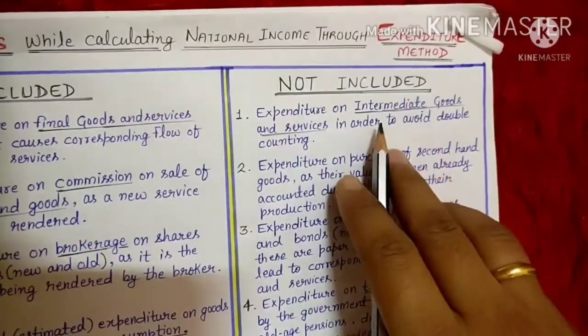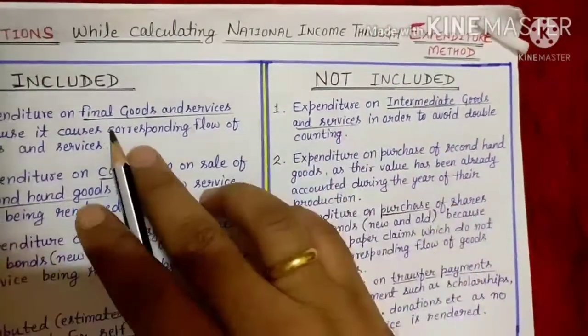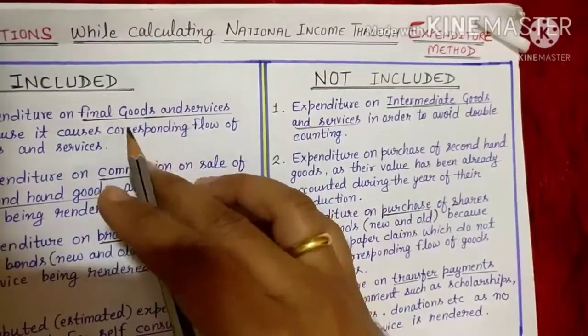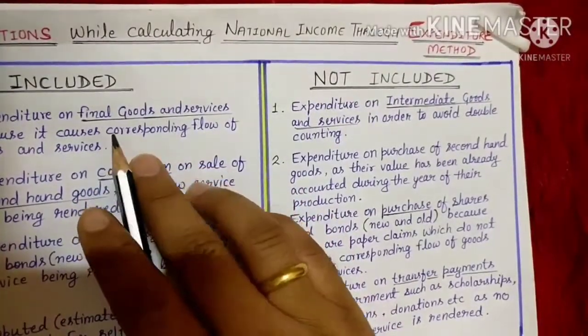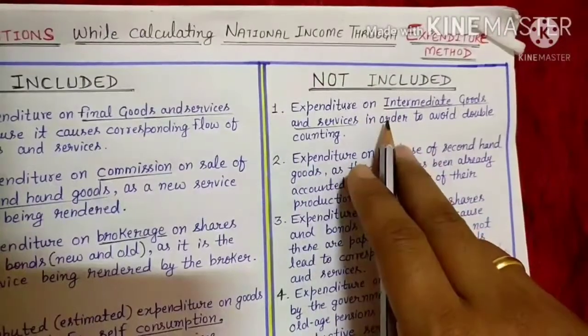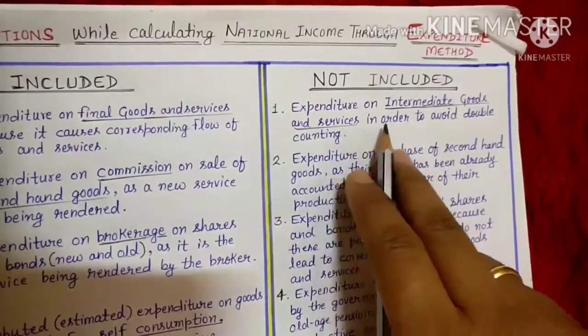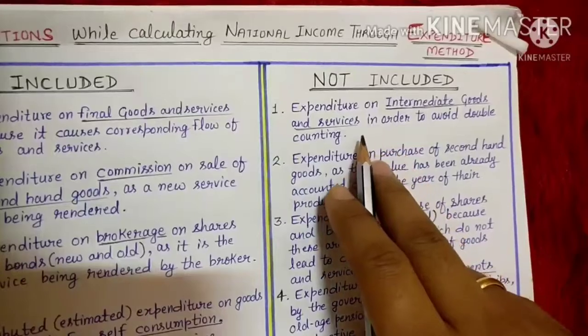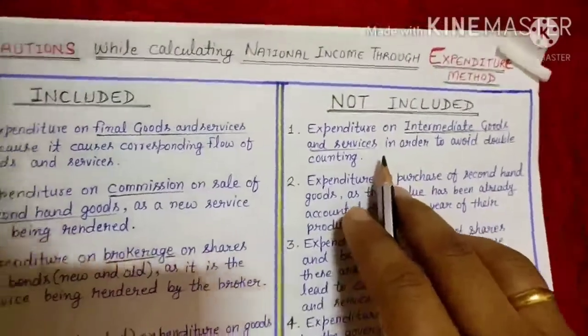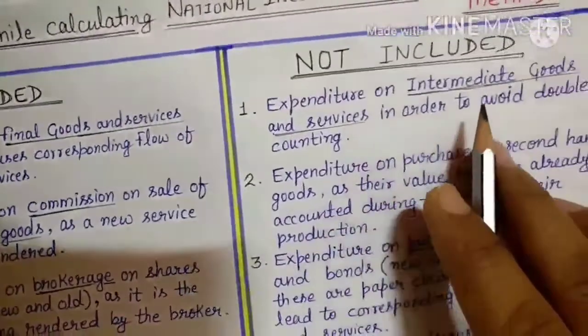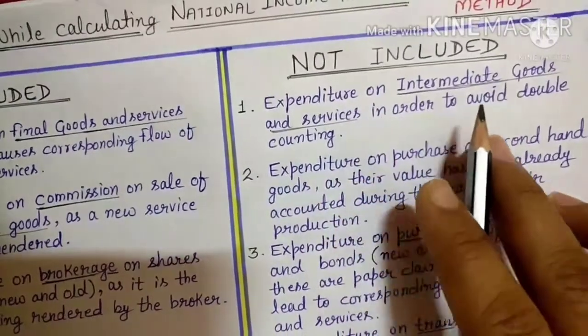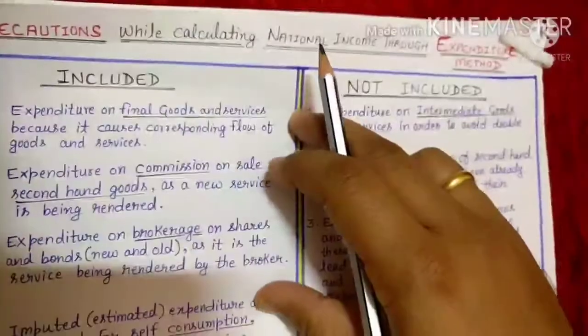Those goods are used as a raw material to make the final goods. Since we have already included the value of the final good, if we include the intermediate goods' value also, there will be a problem of double counting. So, in order to avoid double counting, we should not include the expenditure we have done on intermediate goods.